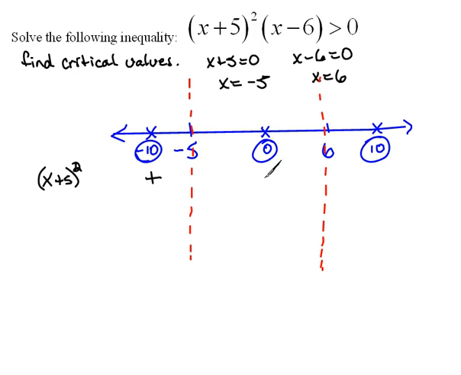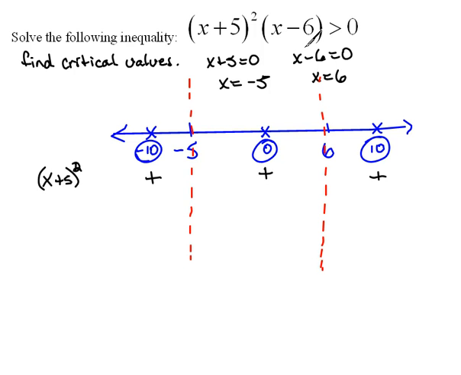Now we'll do the same thing over here. Let's plug in a 0. 0 plus 5 would be 5. Squared is 25, which is a positive number. Over to the right of 6, we chose a 10. So 10 plus 5 would be 15. Squared is whatever it is, but it is positive, and that's what we're most concerned about.